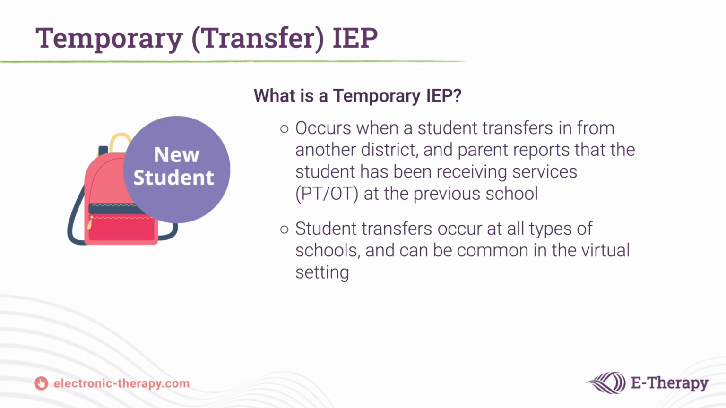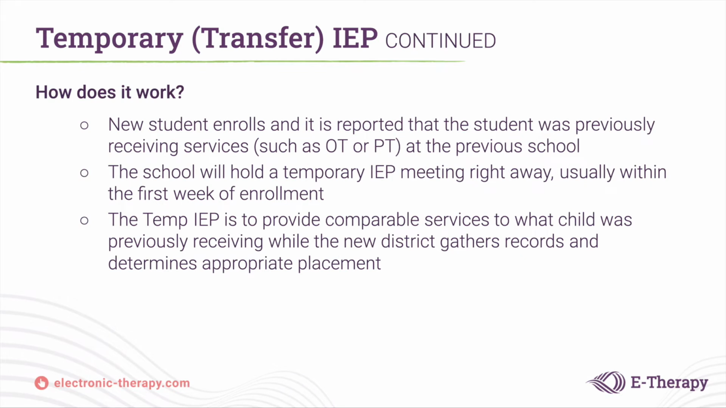And that's because in cyber academy settings, the students are moving in and out. They might have been attending a local brick and mortar school, realize that wasn't a good fit, so then they transfer to a virtual school and start doing homeschool. So we tend to get a lot of temporary IEPs. So a typical situation might be that the student transfers in, and when they transfer in, the parent says something to the effect of, "Oh, yeah, Johnny was receiving OT at his previous school."